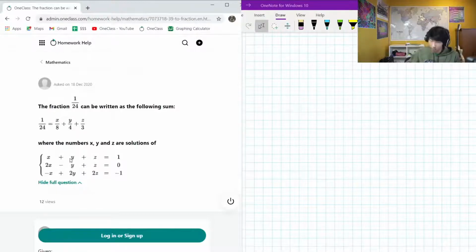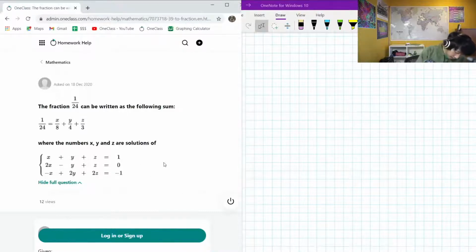So we know that x plus y plus z is equal to 1. 2x minus y plus z has got to be 0. And we have negative x plus 2y plus 2z is equal to negative 1. Okay, so this is a system of equations, and essentially what we're going to try to do is solve for x, y, and z, and then this top expression here should ring true once we solve for the x, y, and z just with the bottom three.